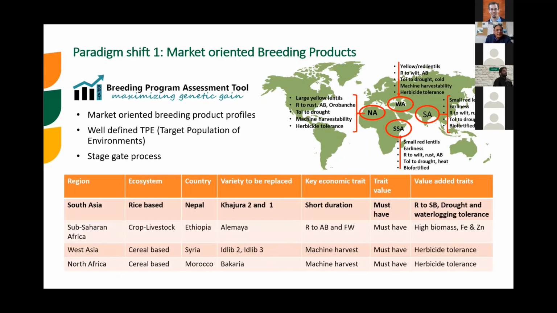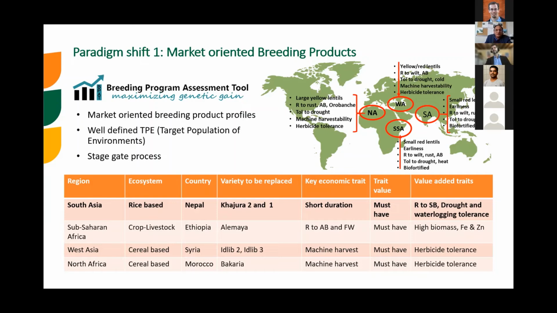So if you can see that, for South Asia, when we take the country Nepal as focus, then our ecosystem is rice-based, and the varieties which we want to replace are Khajura 2 and 1. And then the first important trait is short duration. And when we are talking about these two varieties, which are being grown by the farmers, then we want to know why these farmers are growing these varieties.